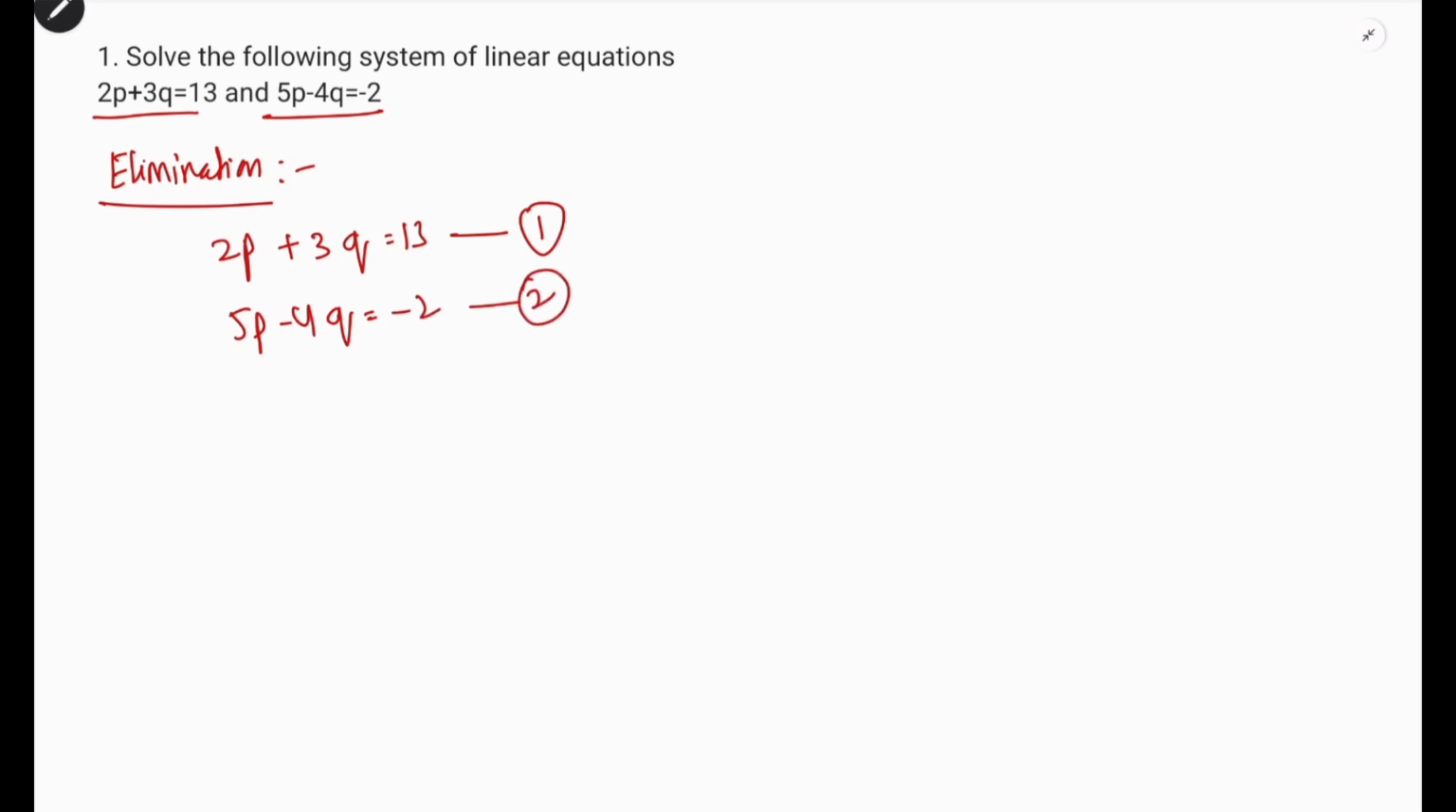So I want to eliminate the variable p. So I am multiplying the first equation with 5 and the second equation with 2, and I will subtract these two. I will get 10p plus 15q is equal to 65 and 10p minus 8q is equal to minus 4. I will subtract these two equations.